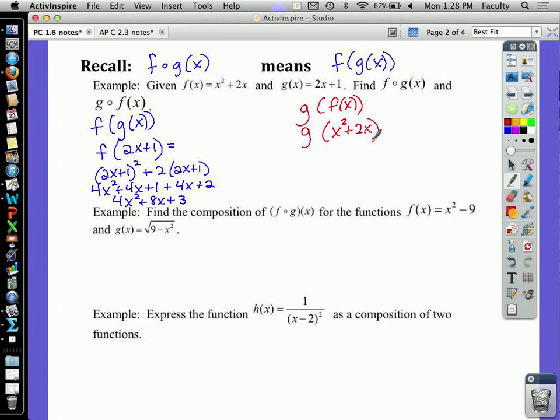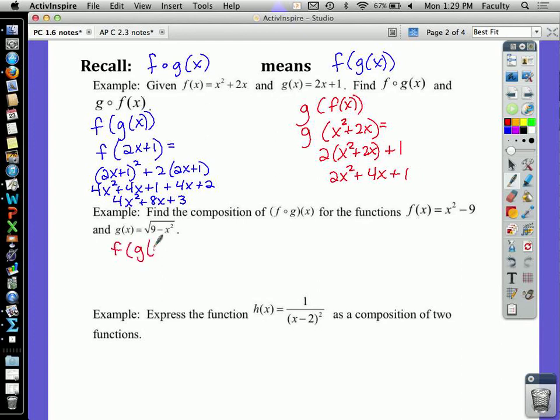All right, g of f of x means we want to put x squared plus 2x inside g of x as the input. So this is 2 times the input plus 1. So that's 2x squared plus 4x plus 1. Any questions on composition of functions? You guys remember this? All right, now in the next example, we want to do just f of g of x, and then we're also going to talk about the domain.